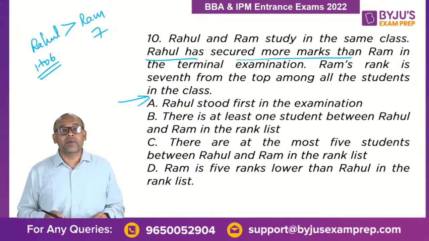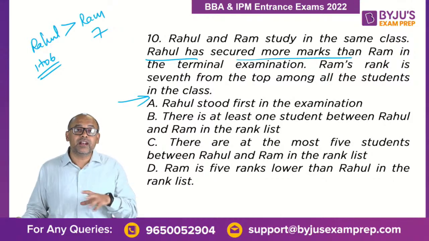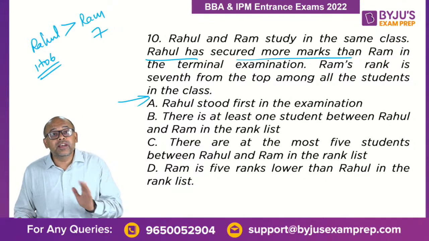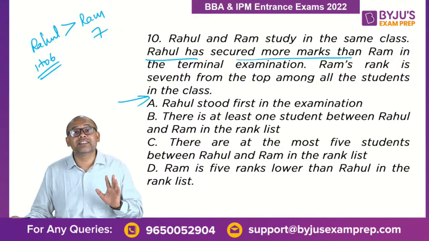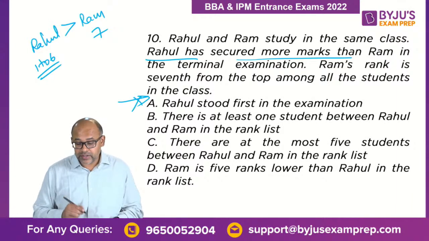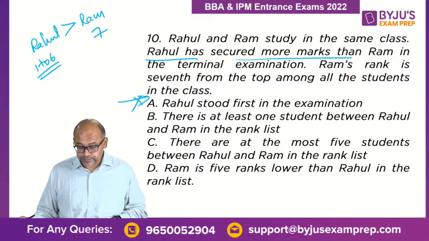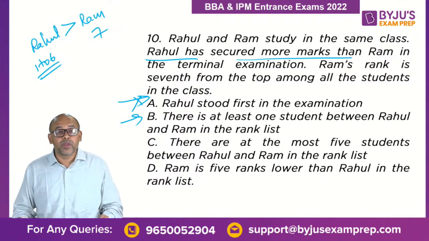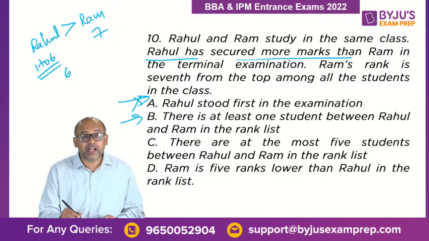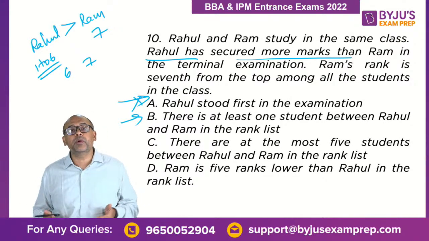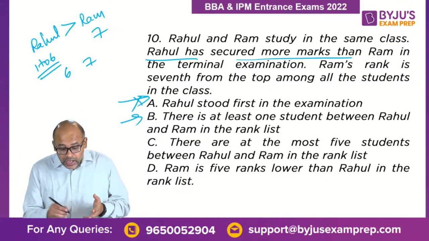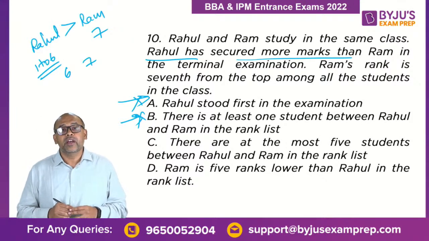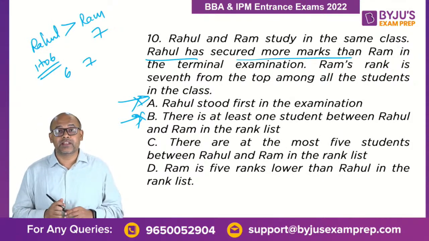A, Rahul stood first in the exam. Yeah, there's no guarantee Rahul is first. I'm just saying that Rahul got more than Ram. Nowhere is it given that Rahul is the best in the class. So clearly that is not necessarily true. It cannot be concluded. B, there is at least one student between Rahul and Ram. Why should there be one student if Rahul gets rank number 6 and Ram gets rank number 7? There's nobody in between. It is a possibility. So, again, B may or may not be true. It is not necessarily correct. We are talking about which statement has to be correct.